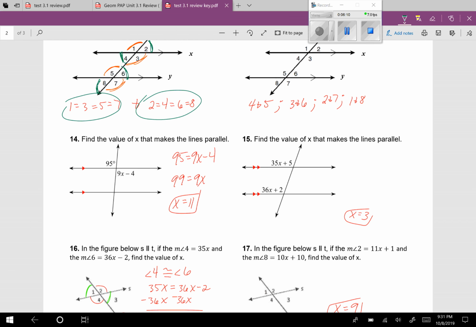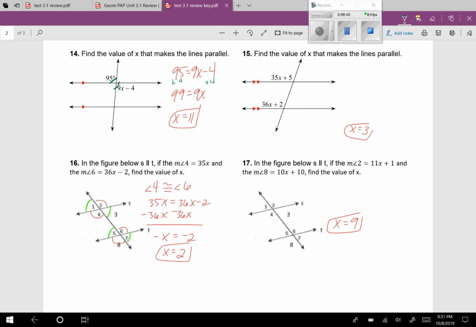Okay, question 14. It says find the value of x that makes the lines parallel. All right, again, if you use your colors, you'll see that these are vertical angles, so they're equal. So 95 is equal to 9x minus 4. Okay, add 4 to both sides. So you get 9x equals 99. Divide by 9, and you'll find that x is 11.